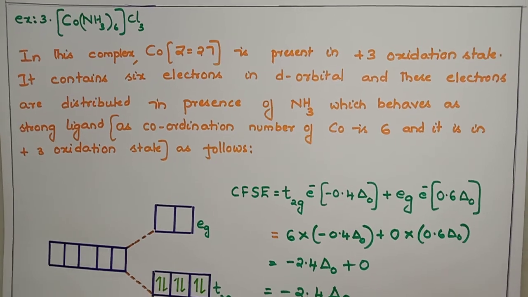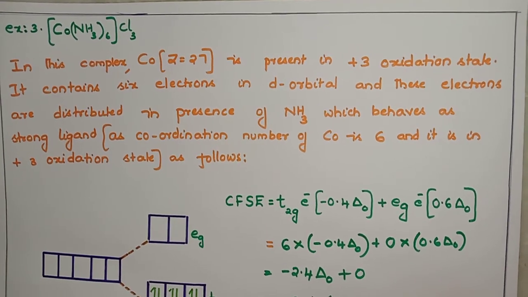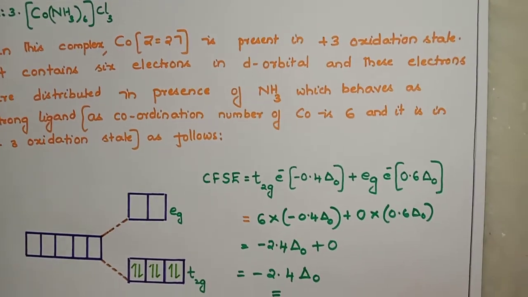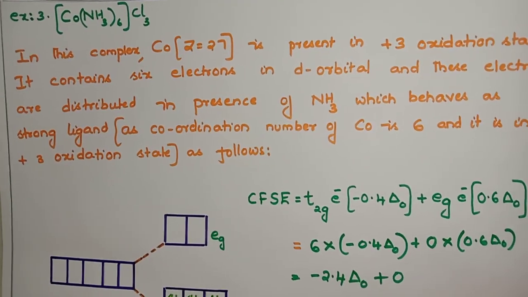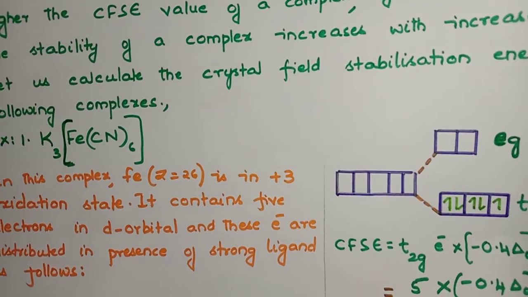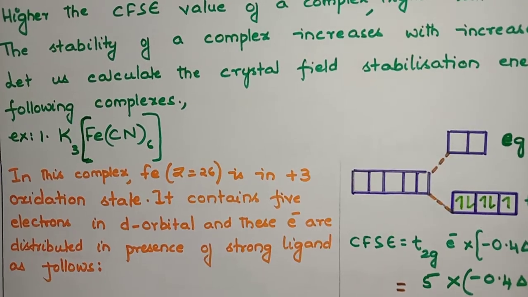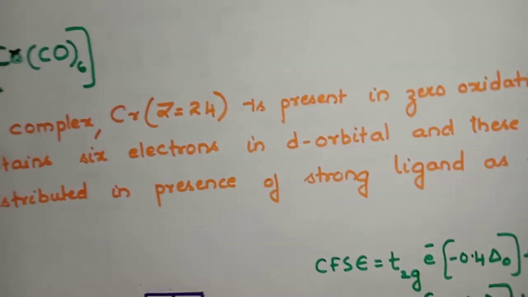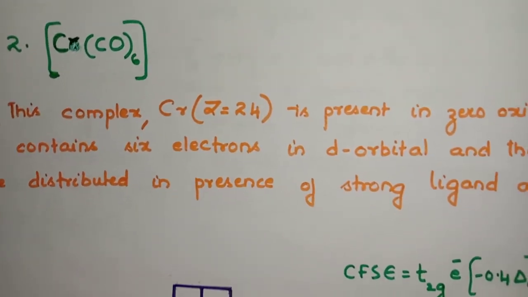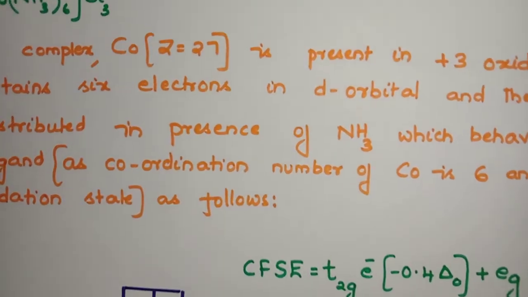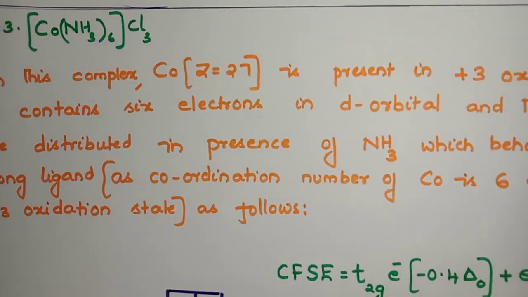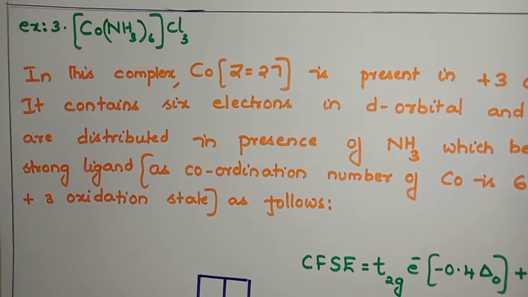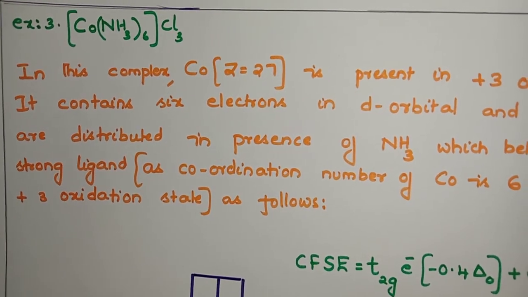This is the way we calculate the crystal field stabilization energy of various complexes. The first complex that we have learned is K3[Fe(CN)6], the second one is Cr(CO)6, and the third complex is [Co(NH3)6]Cl3. Hope I made the calculation clear to you, students.